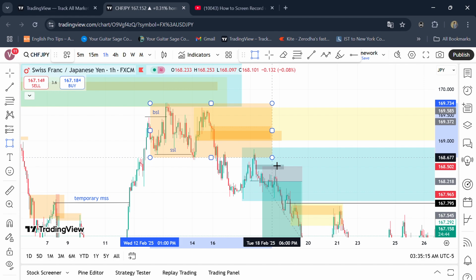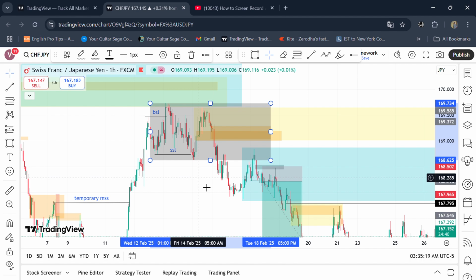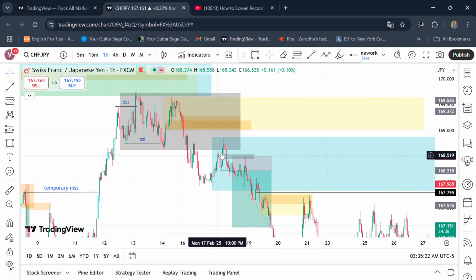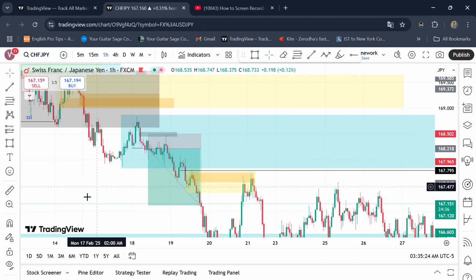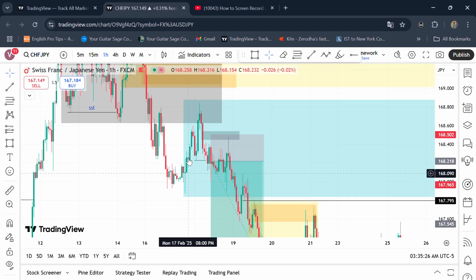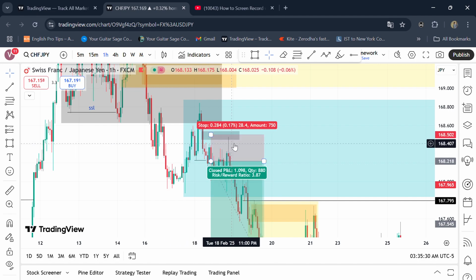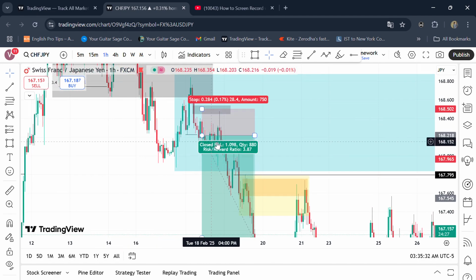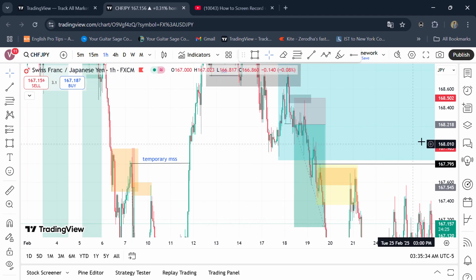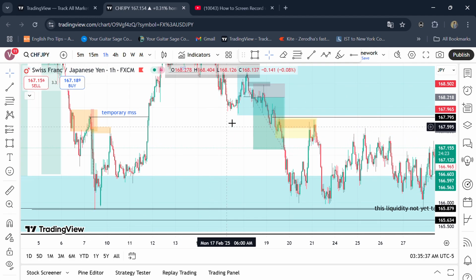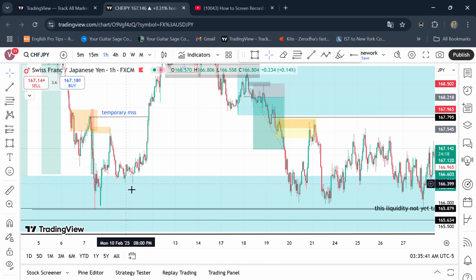So let me draw this breaker block. It tapped this breaker block. Then again we got a very precise entry where there was this 1-hour FVG which it tapped, and that's when we enter, to again catch the move till here, somewhere till the liquidity, or till this liquidity.